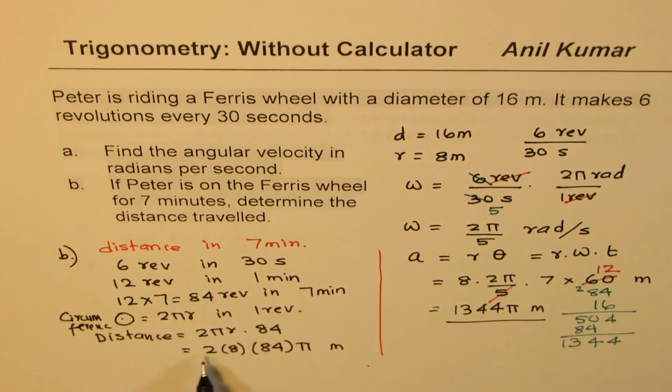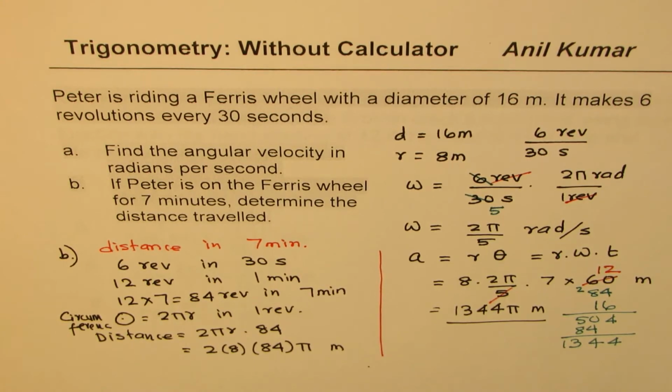We have exactly the same terms here. 2 times 8 is 16 times 84 pi in meters. Do you see that? So you could do this by basic definition also. Even if you forget the formulas, it is not difficult. So that's the beauty of working in radians. I hope you appreciate it.